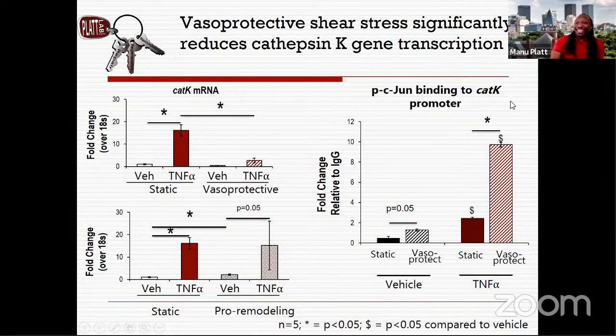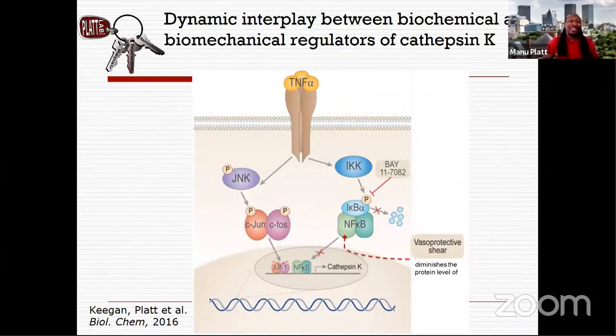We did a ChIP assay for AP1 using phosphorylated c-Jun, and we were still getting binding of AP1 at the cathepsin K promoter, but we were not getting the mRNA turned up under the shear stress. It ended up being that NF-kappa B is also playing a part, and NF-kappa B is regulated by vasoprotective shear stress. Under the vasoprotective shear, NF-kappa B levels were reduced in the cell. There was degradation of NF-kappa B, and you actually needed both to turn on the cathepsin K gene in these endothelial cells.